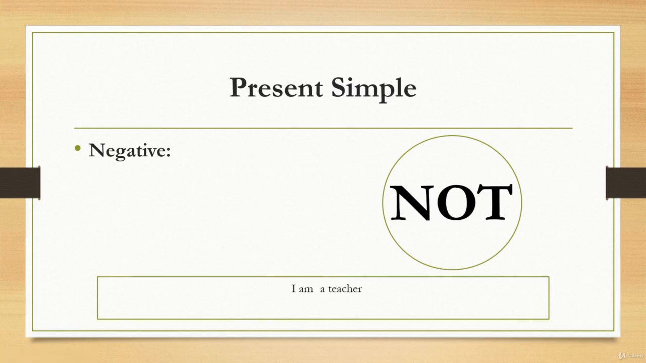I am a teacher. So in this case, we have a verb to be here. So we simply add not after the verb to be. So I am a teacher becomes I am not a teacher.